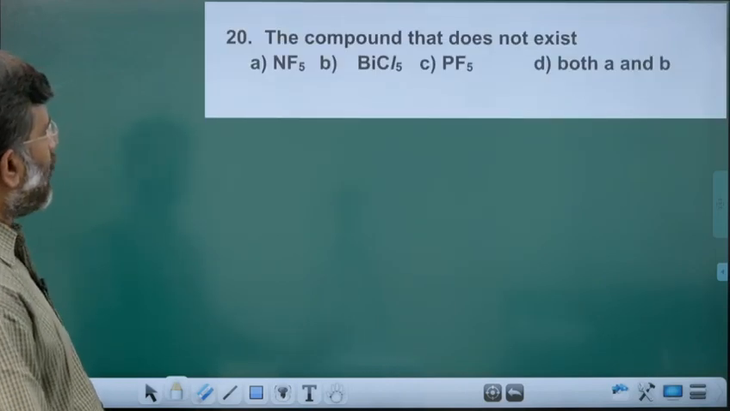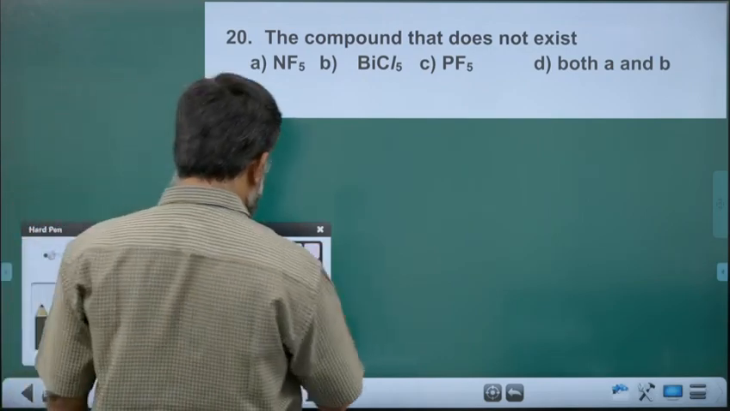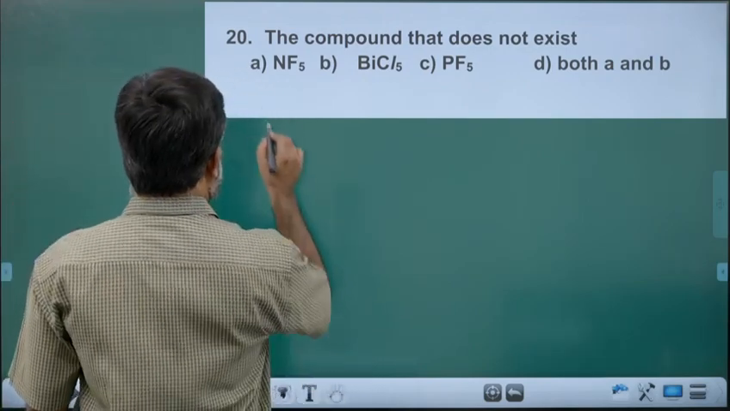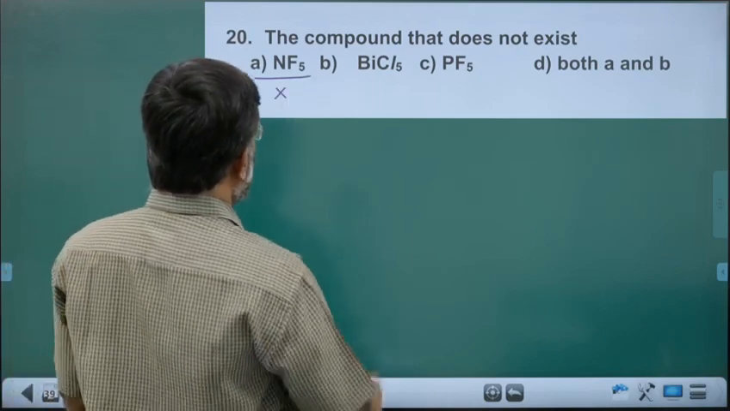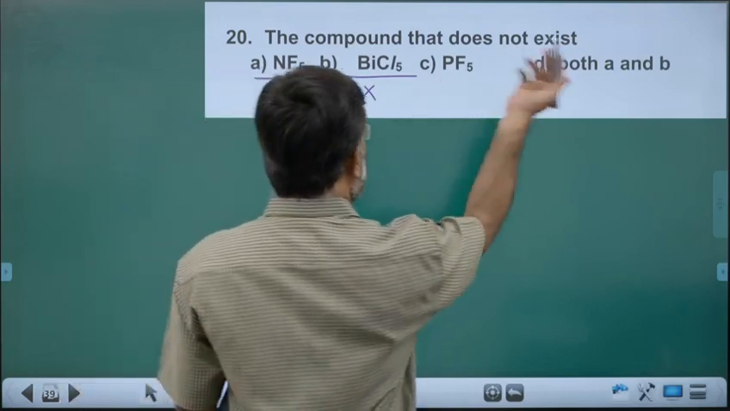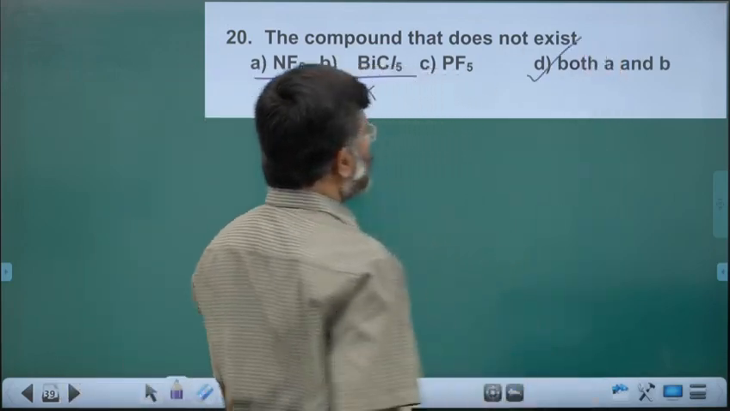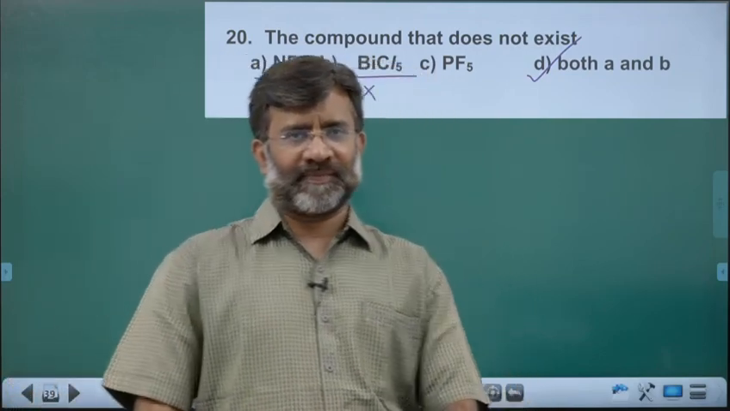The compound that does not exist: NF5 can never exist. Maximum covalency of nitrogen is 5, so this can never exist. BiCl5 does not exist, as we have already commented. PF5 can exist. Answer is option A and B. Okay.